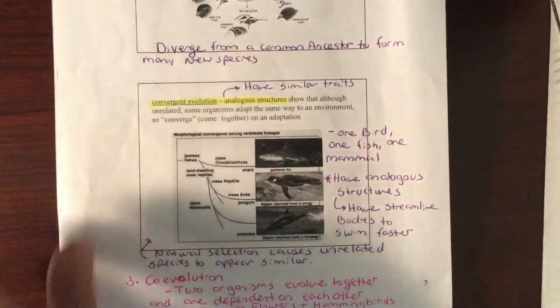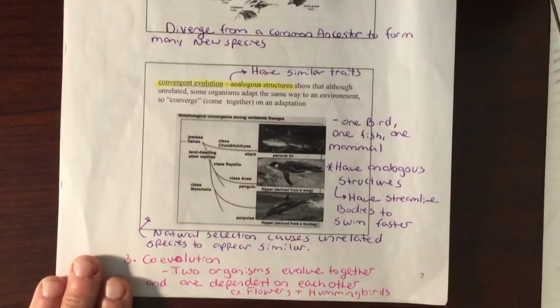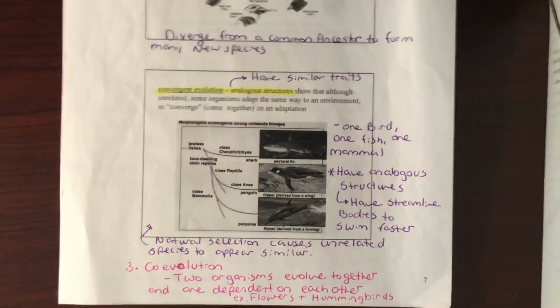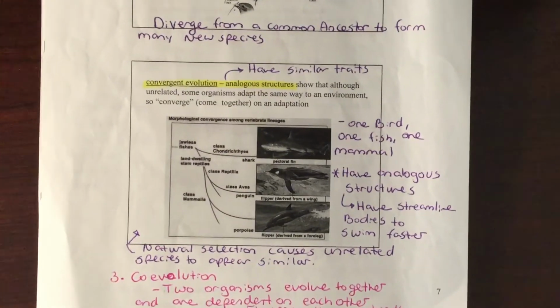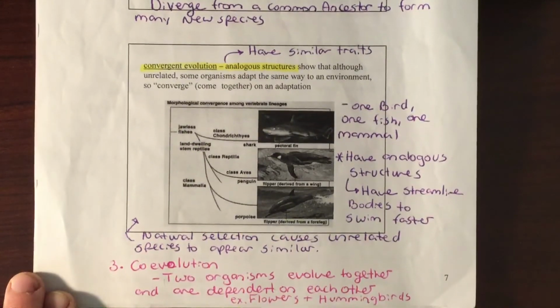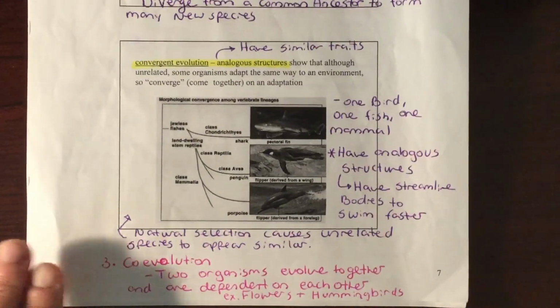If we go the opposite way and we talk about convergent, converge, coming closer together. So we can actually look at organisms and see how they come closer together. How do they have similar traits?